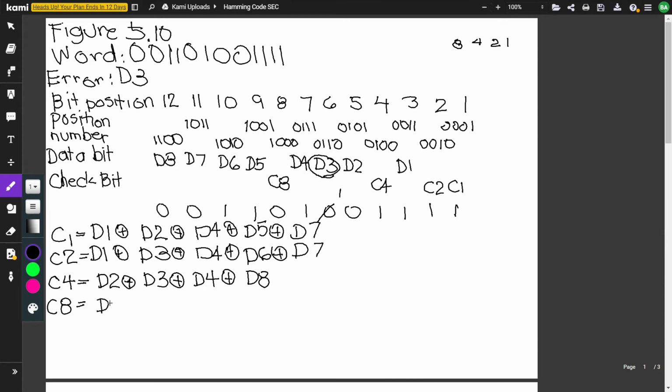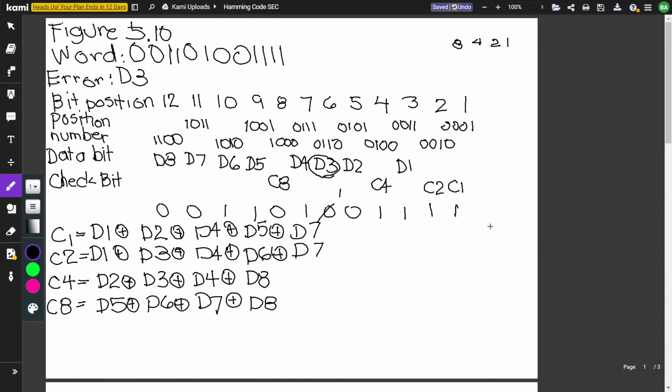Actually, D5, D6, D7, D8, because all of them have 8 in their value. So we have D5, D6, D7, and D8. And then we have the operation XOR. So we've already completed the ones that we need to get the check bits.